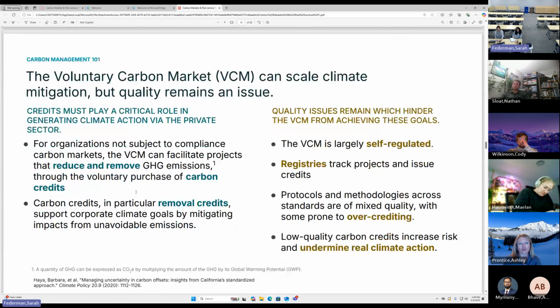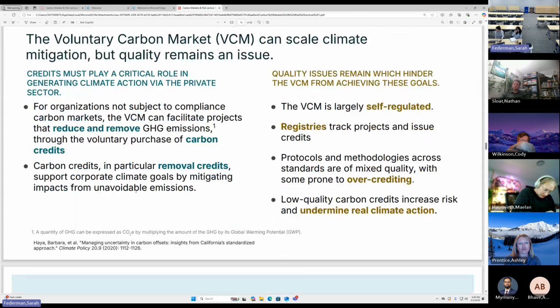All right, so as you all saw from the readings, quality is a big issue still on the voluntary carbon market. Although we do think that it has potential to scale climate mitigation. Part of these issues stem from the fact that it is self-regulated. These registries are tracking the projects themselves, issuing the credits themselves. They do have independent verifiers, but there's a little bit of a black box.